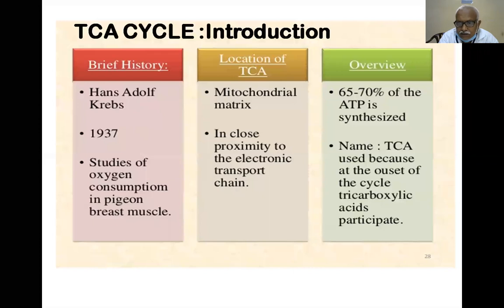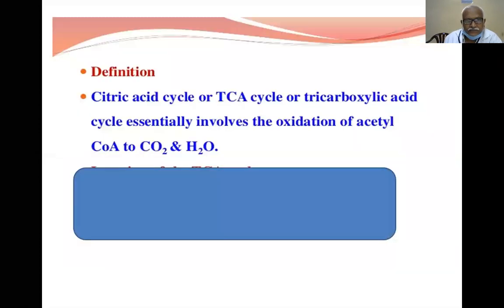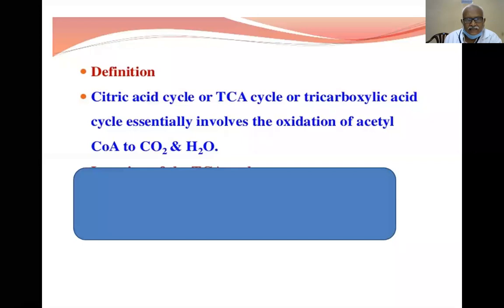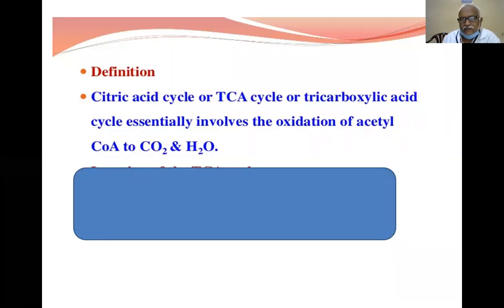The name TCA, tricarboxylic acid, is used because the cycle is participated in by the tricarboxylic acids. That's why the name was given. The citric acid cycle or tricarboxylic acid cycle essentially involves the oxidation of Acetyl-CoA to carbon dioxide and water. The main source is Acetyl-CoA, and that will be oxidized to carbon dioxide and water.